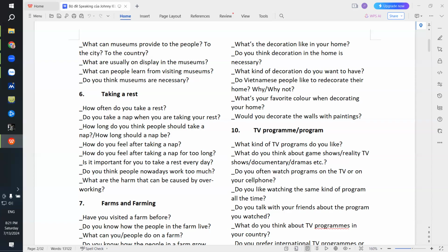All right, so Miss Strang, would you decorate the walls with paintings?